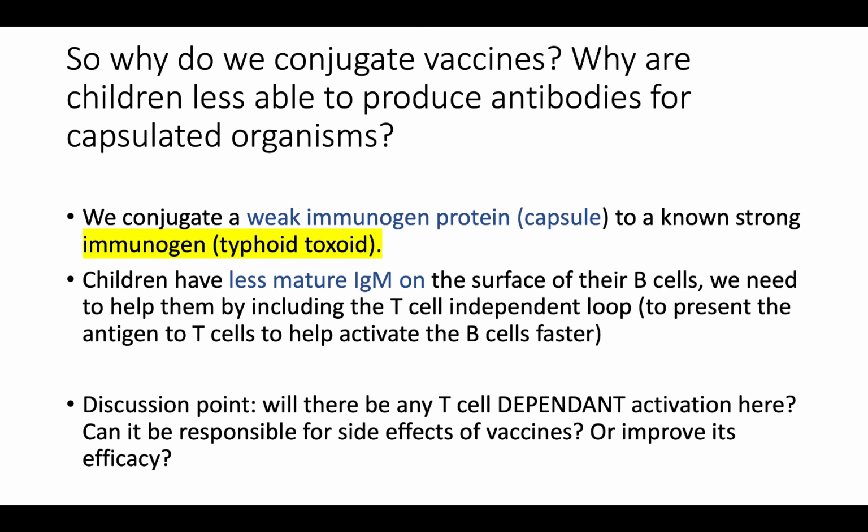So why do we conjugate vaccines? We conjugate a weak immunogen, a capsule for example, to a strong immunogen, for example tetanus toxoid. So you will produce a high response against a weak antigen, one that would otherwise produce a weaker response. Children have less mature IgM on their cells at first, so we need to help them, including through the T cell dependent loop, to present antigens to the T cells to help them activate the B cells faster.